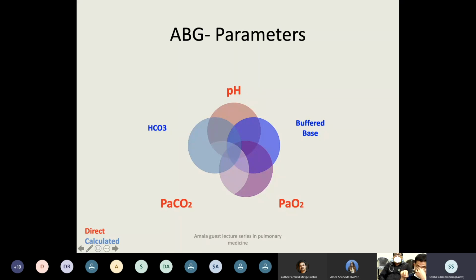Then you can calculate the bicarbonate value from the Henderson-Hasselbalch equation, that is H ion concentration into HCO3 by PaCO2. That will roughly give you a calculated value of bicarbonate. Then buffered base, is it of value? The transatlantic debate continues whether it is useful or not useful. I'm not going into that, but still, when you look at an ABG, you can see buffered base values at the bottom of the panel.